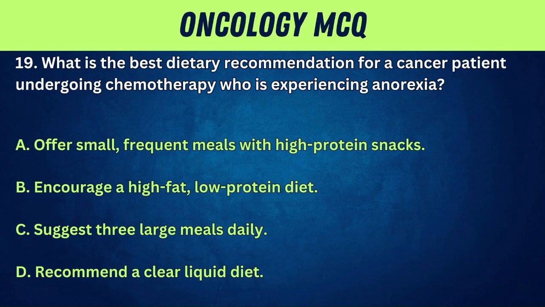19. What is the best dietary recommendation for a cancer patient undergoing chemotherapy who is experiencing anorexia? A. Offer small, frequent meals with high-protein snacks. B. Encourage a high-fat, low-protein diet. C. Suggest 3 large meals daily. D. Recommend a clear liquid diet.